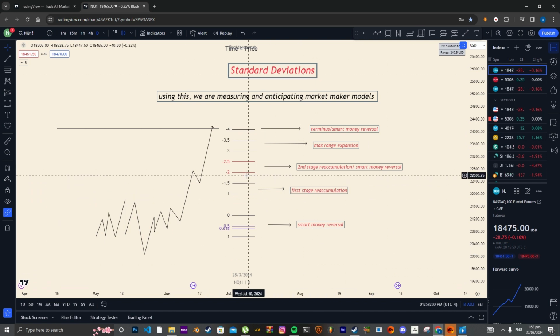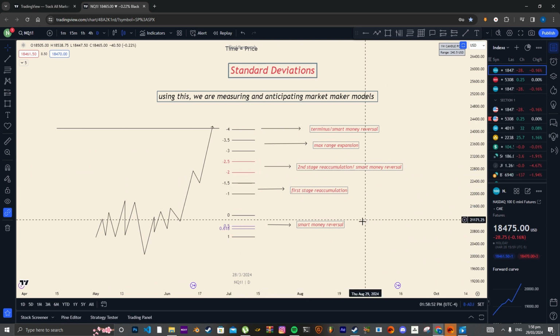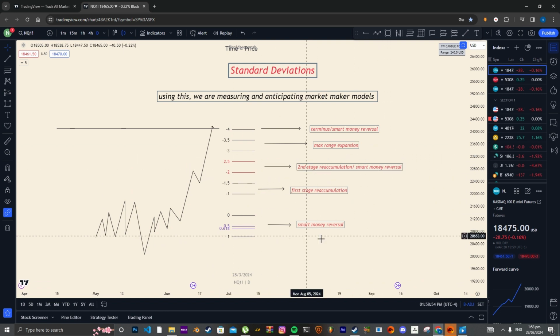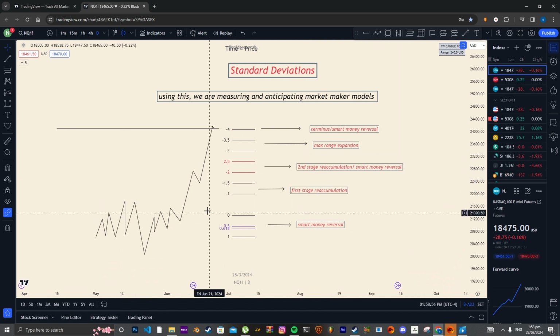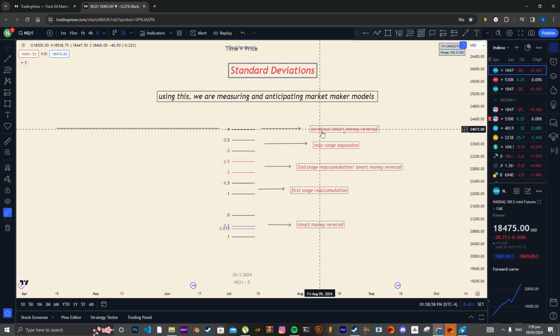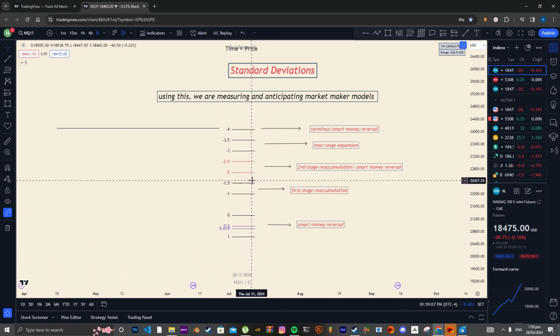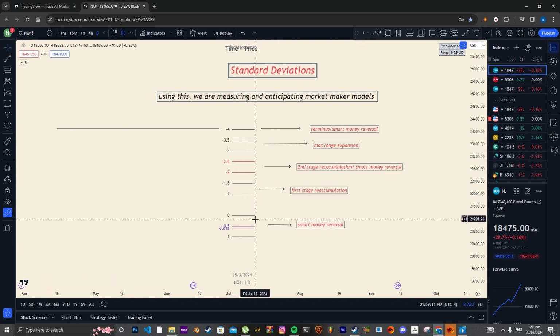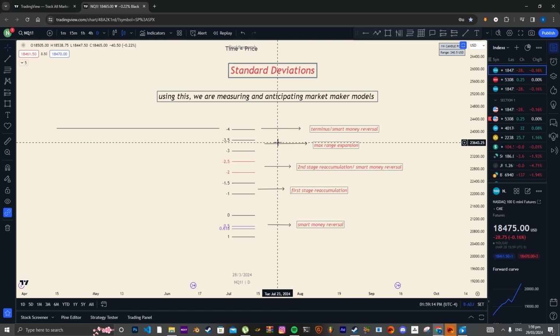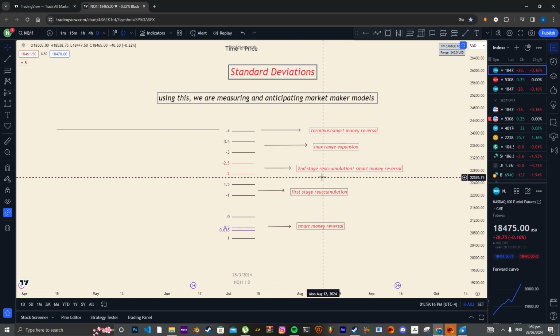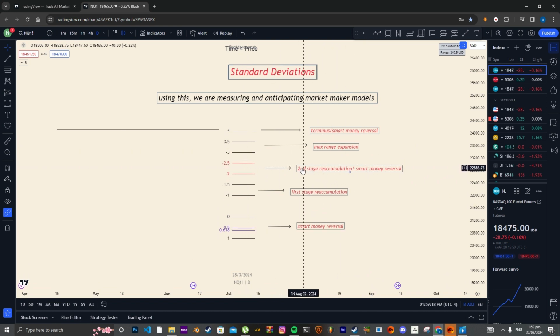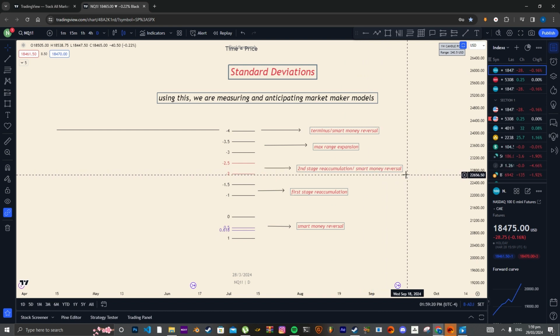The second area is a -2, -2.5. In this area, we can expect a second stage reaccumulation, or we can expect a smart money reversal, or sometimes if price is in a hurry to reach the terminus, so our drawn liquidity, then it will close above the -2, -2.5. When we close above a deviation, that tells us that price is likely going to go higher and that there is a quicker speed to be used to get to the drawn liquidity. So -2 to -2.5 is our second stage reaccumulation / smart money reversal.